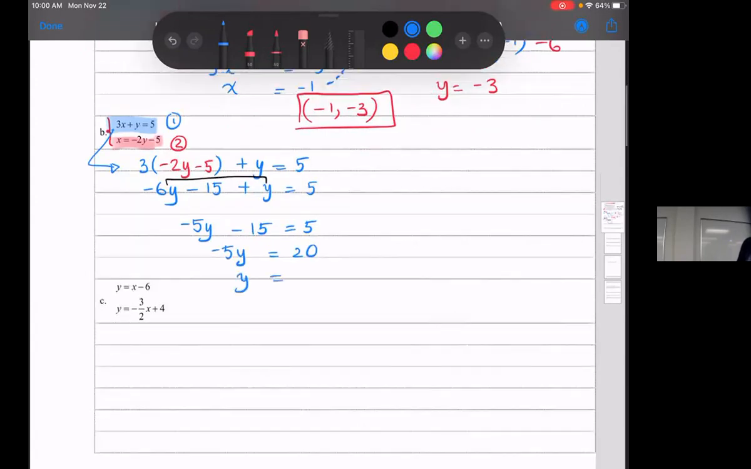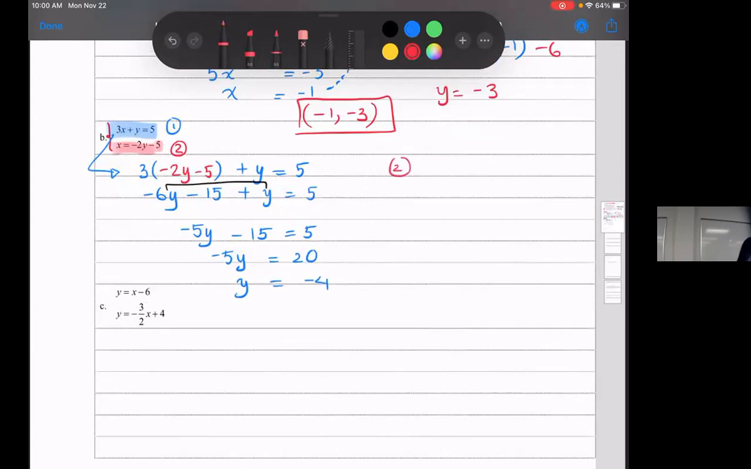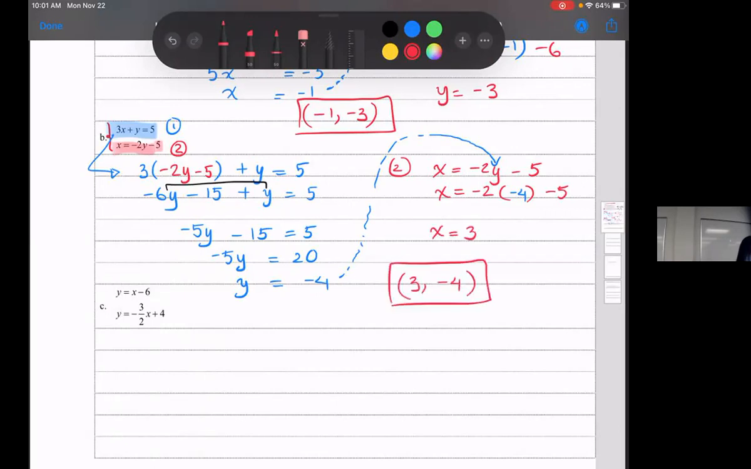y equal negative 4. The second equation, I have x equal negative 2y minus 5. Because I already have y equal negative 4, just plug it in. So x equal negative 2 times negative 4 minus 5. Negative 2 times negative 4, that's positive 8. Positive 8 minus 5 is 3. So x equal 3. 3 comma negative 4. And you check it on your own. You're lazy, you use decimal.